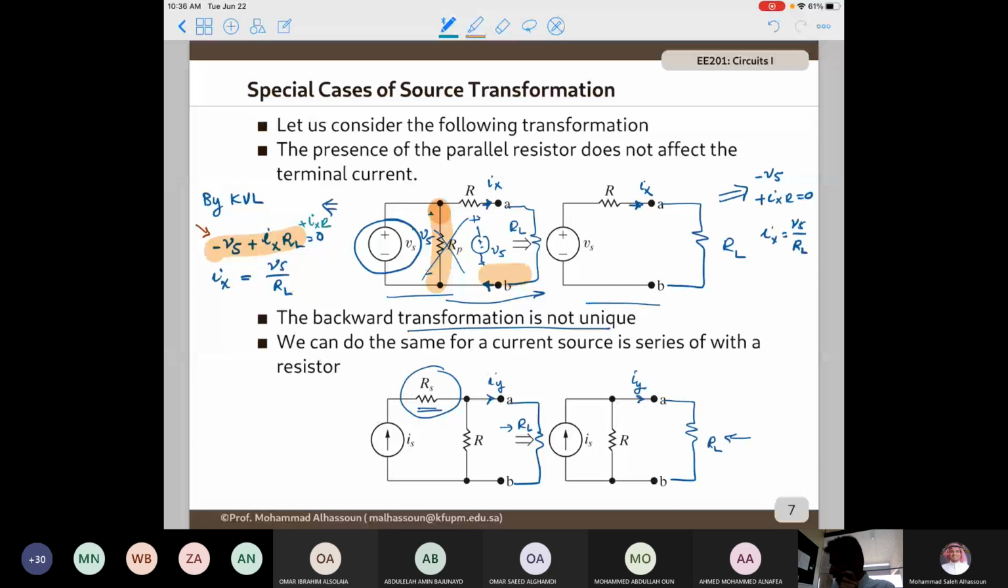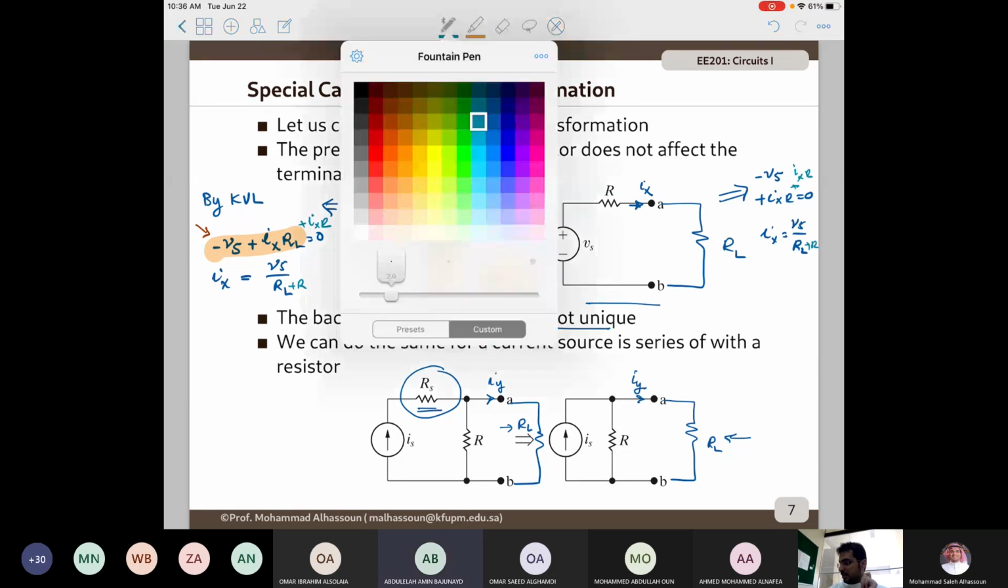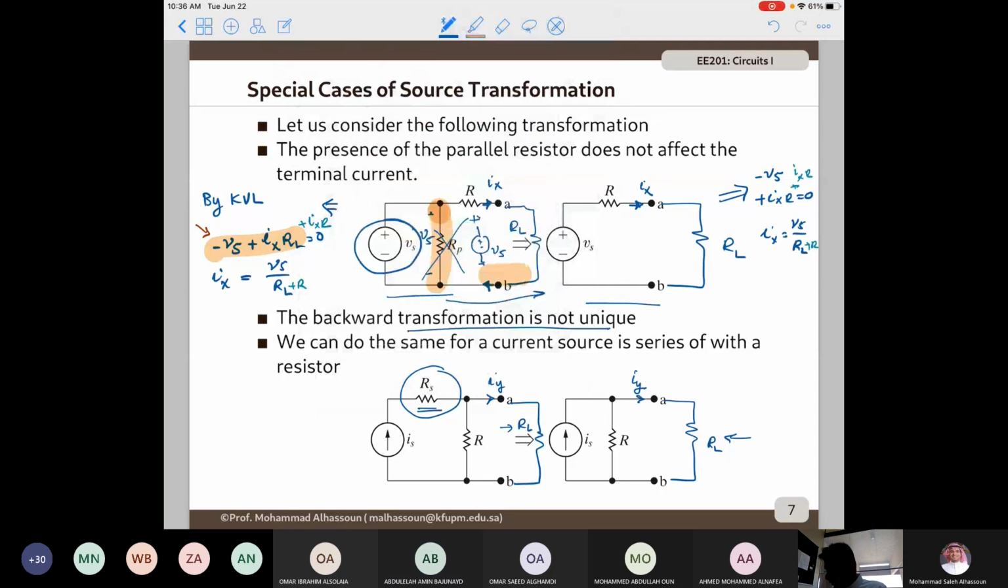And similarly here, IX R, in this case plus R, in this case plus R. Okay, you see that the current is exactly the same, right? You see that the current is exactly the same. Okay, good.